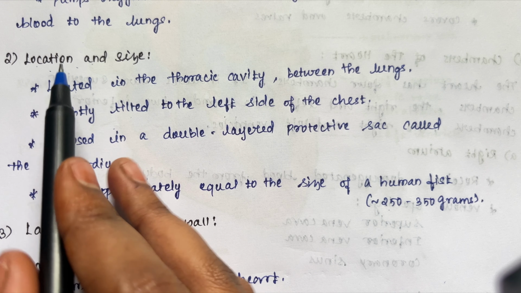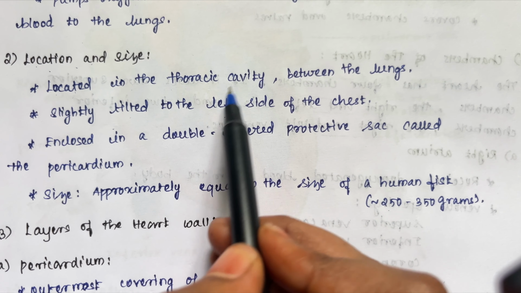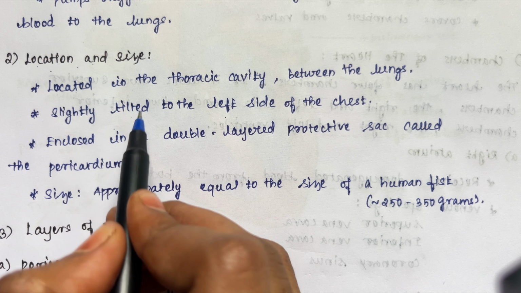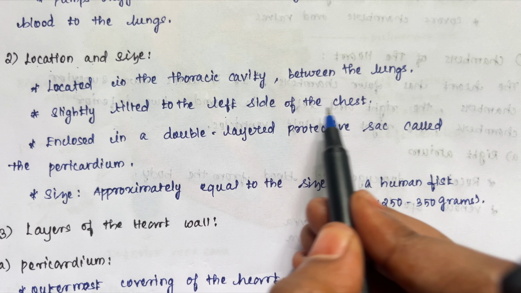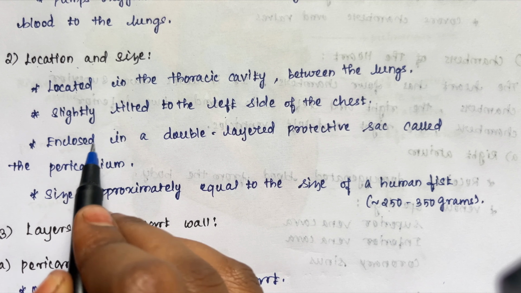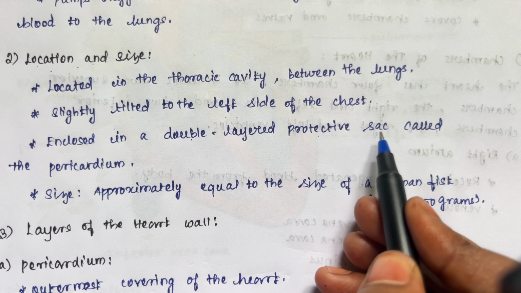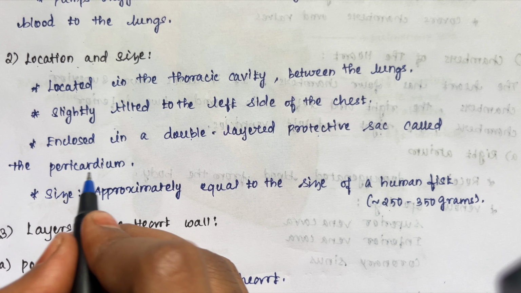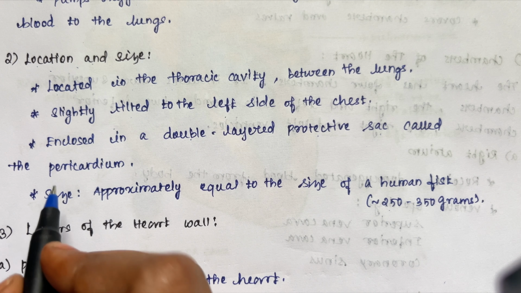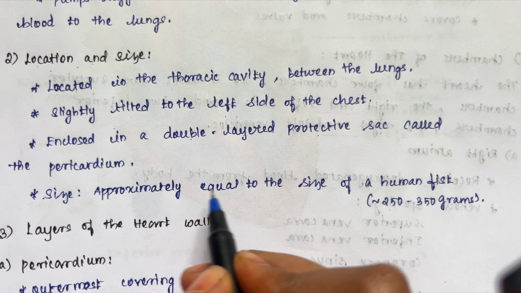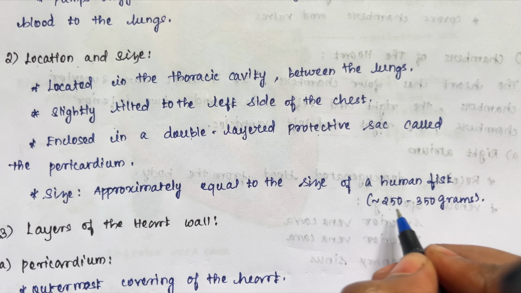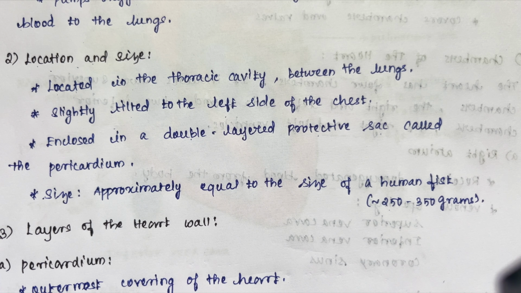Where is it located? The heart is located in the thoracic cavity or chest cavity in between the lungs. But it is slightly tilted towards the left side of our chest. The heart is enclosed in a double layered protective sac which is called pericardial membrane. It is a double layered membrane and the size is approximately equal to the size of a human fist, which is approximately 250 to 350 grams.